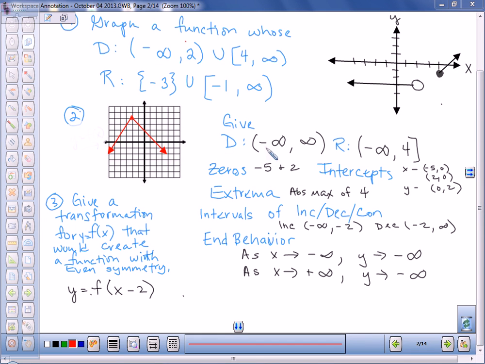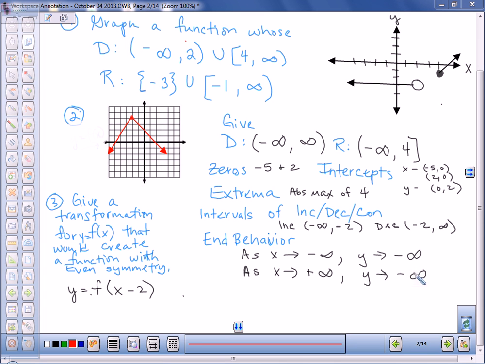Now, on number 2, the domain is from negative infinity to positive infinity, and the range is from negative infinity to 4. The zeros are negative 5 and 2. My x-intercepts are (negative 5, 0) and (2, 0). My y-intercept is the point (0, 2). This function has an absolute max, and the maximum value of this function is 4. We only have intervals of increase and decrease here. It is increasing from negative infinity to 2, and it is decreasing from negative 2 to infinity.